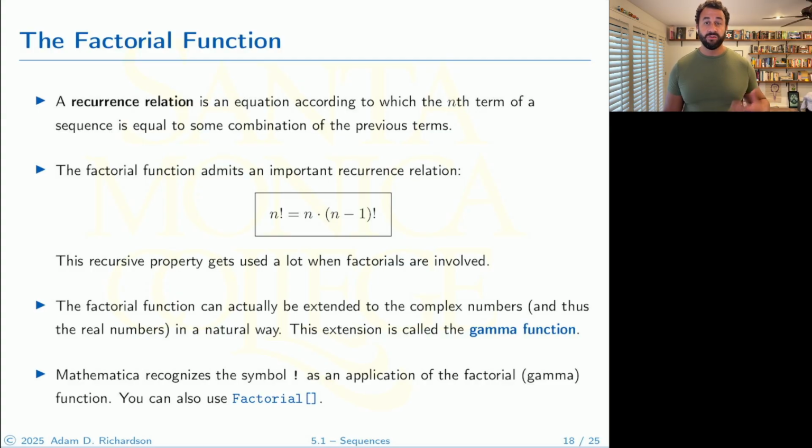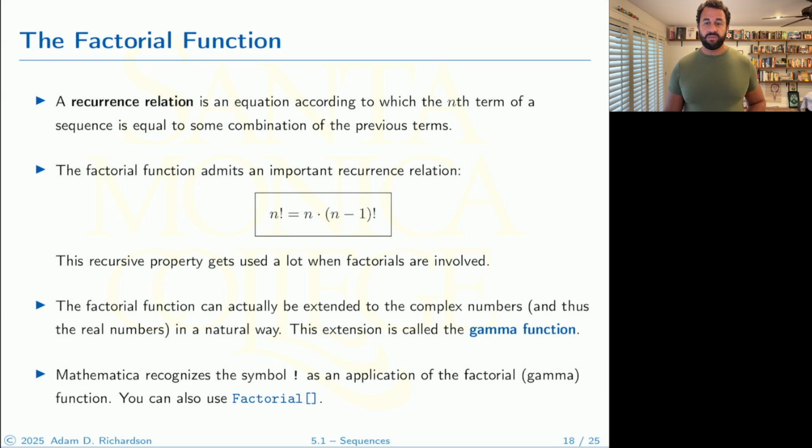You're just going to get comfortable using it with enough practice. All right. Some cool things about the factorial function. For one, it can actually be extended even to the complex numbers, and thus the real numbers, in a natural way. And that extension is what is called the gamma function. If you would like to read about it, I encourage you to. You can follow that and read about it on Wikipedia.